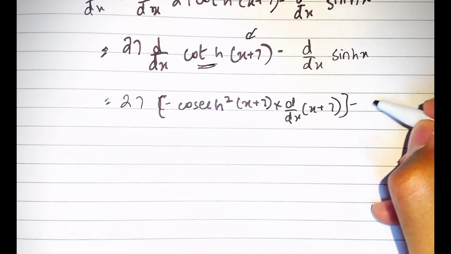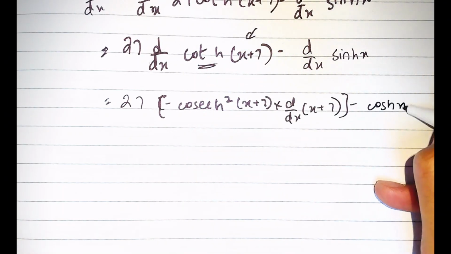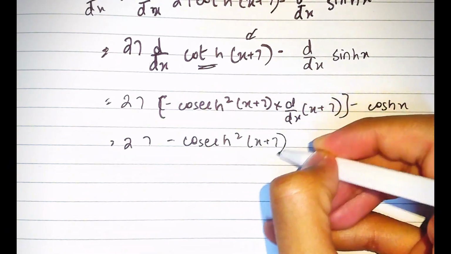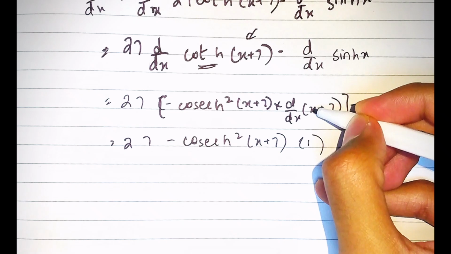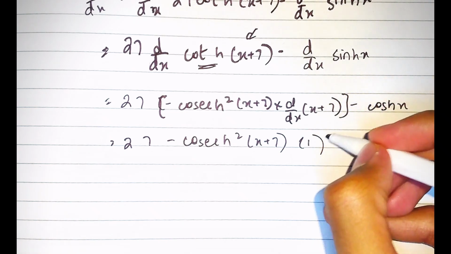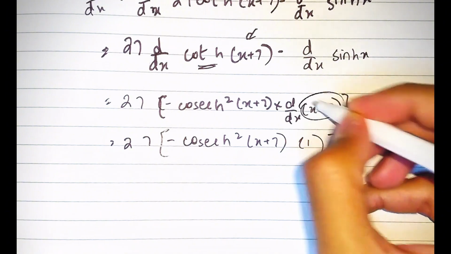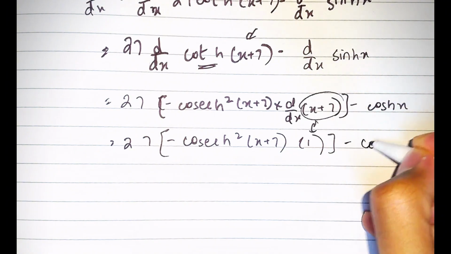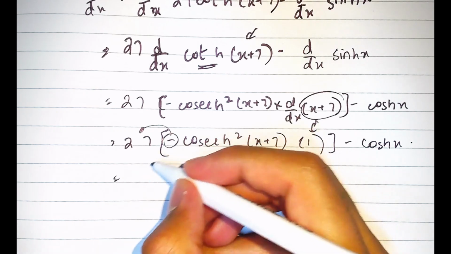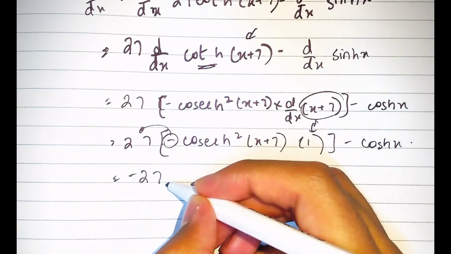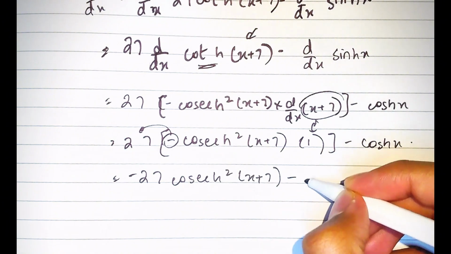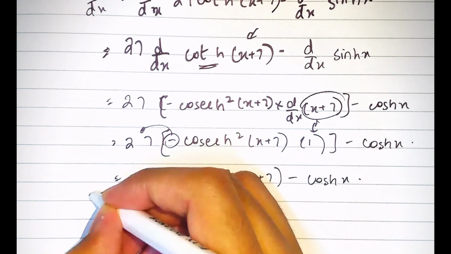Minus the derivative of sine hyperbolic x is obviously cos hyperbolic x. Cosecant hyperbolic square x plus 7. The derivative of x plus 7 is 1 because the derivative of x is 1, but the derivative of 7 is 0 because it is a constant. Okay, so the derivative of this entire thing would be 1 minus cos hyperbolic x. So we can write this negative sign will be with the 27 constant. So we have negative 27 cosecant hyperbolic square x plus 7 minus cos hyperbolic x.